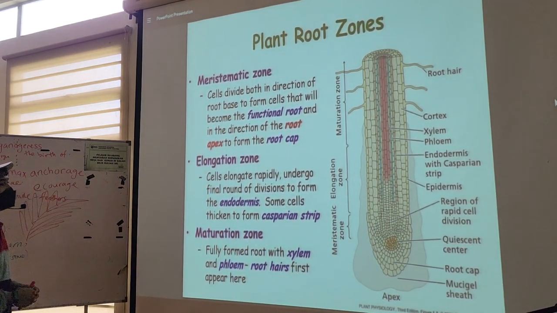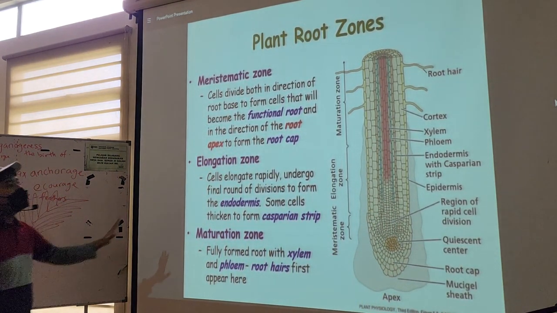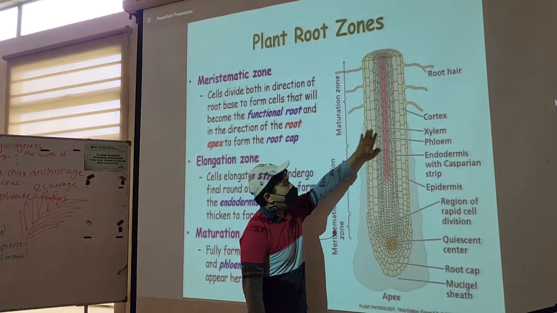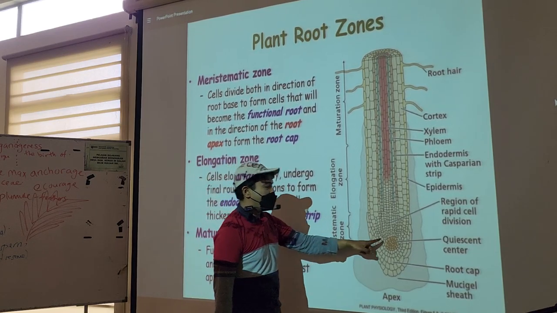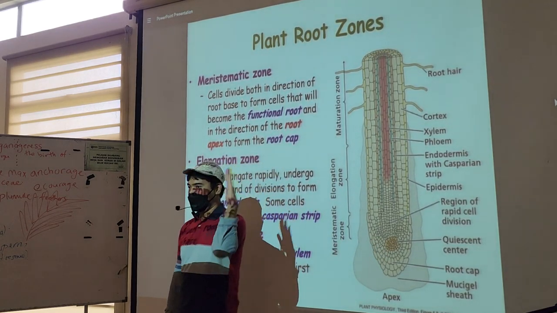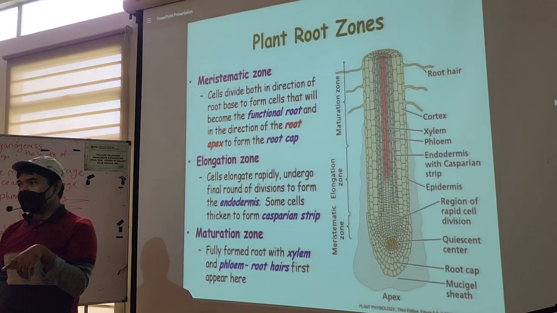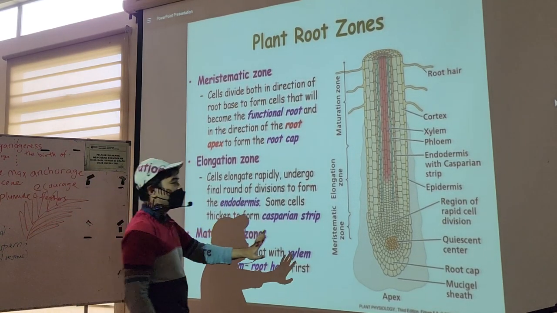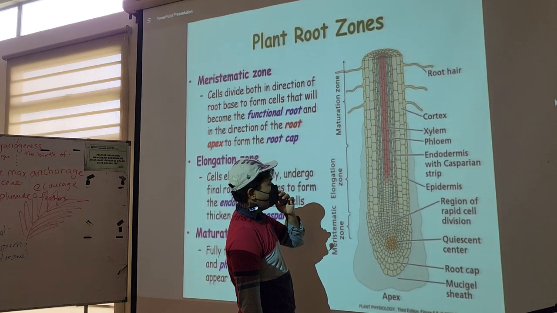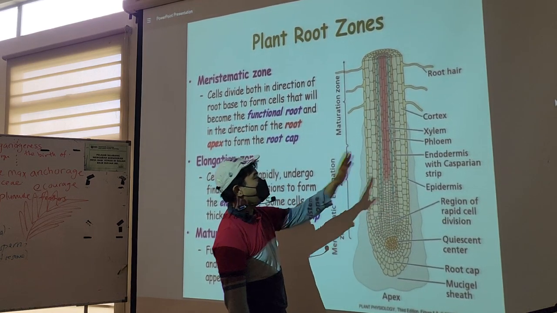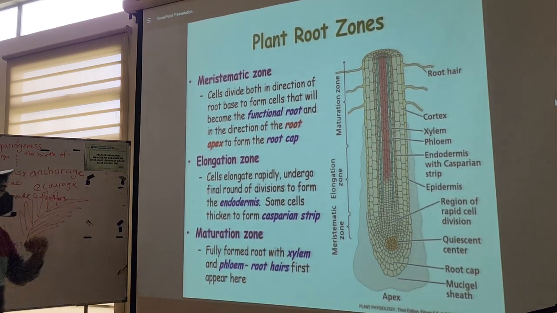Okay, and then in the middle here you have the structure we will have a look at in a bit. Quiescent means sleeping, dormant, very silent. Quiescent. Okay. Oh, don't worry about the Casparian strip. All right. Okay. Go on.